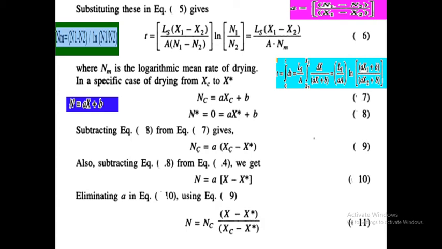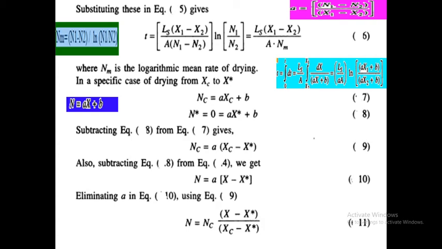So here, subtracting 8 means Nc minus 0 is equal to a into xc minus x star. The b's are cancelled, right? So finally Nc is equal to a into xc minus x star. This is the 9th expression.